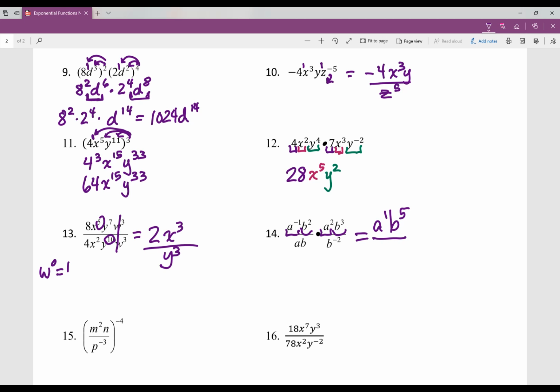Then on the bottom, there's no extra A's, just that 1, right? And then 1 here, 1 plus negative 2 is negative 1. So now we would divide. So 1 minus 1 is 0. Well, that means they cancel out. And then here we get 5 minus negative 1. Well, that's 6. So we get b to the 6.